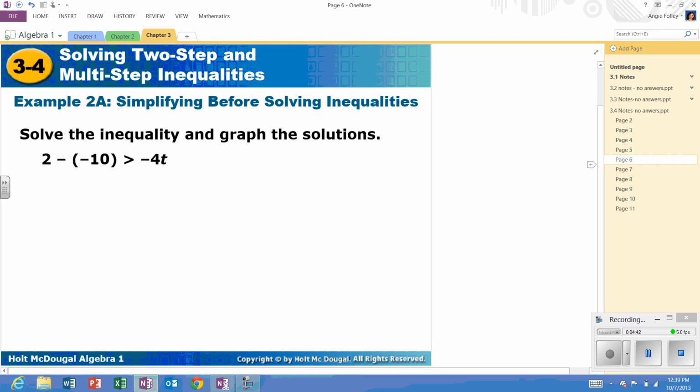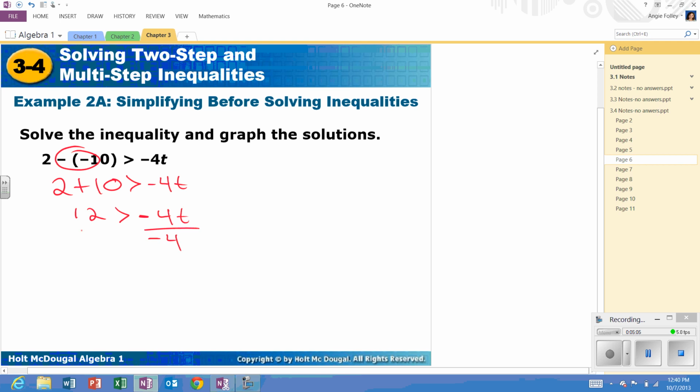So let's try one. This first inequality says 2 minus a minus 10 is greater than negative 4t. Well, let's simplify this left side first. What's a 2 minus a minus 10? When we see a minus minus, that becomes a 2 plus 10. And now we add 10 and 2, and we get 12 is greater than negative 4t.